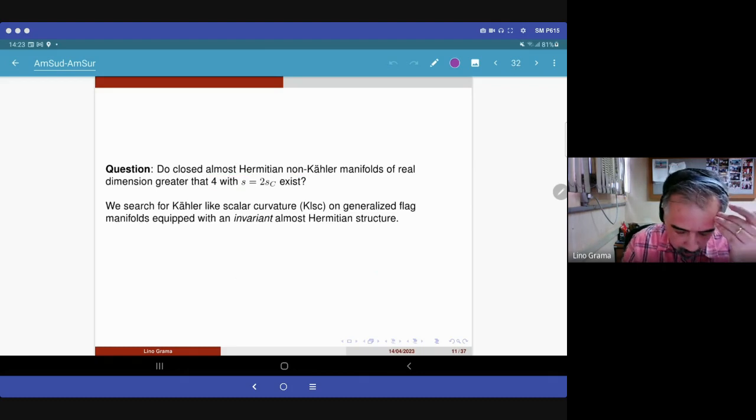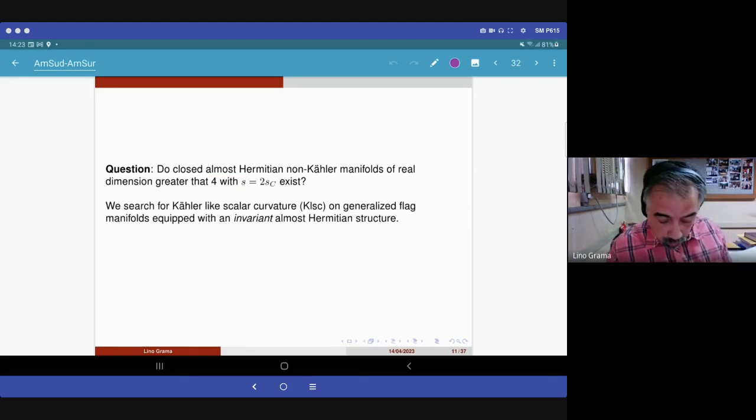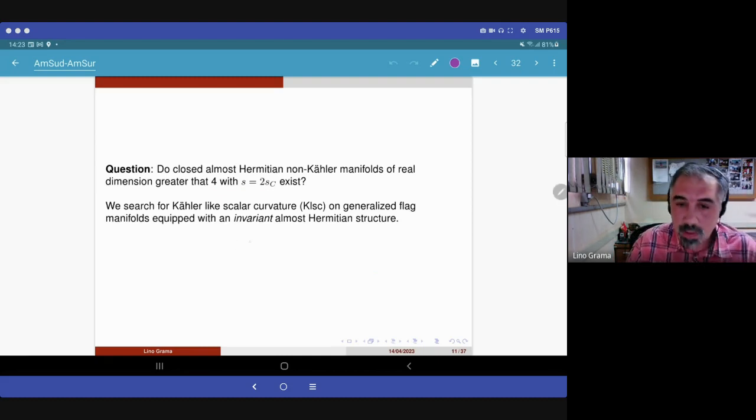Okay, and we search for this Kähler-like scalar curvature on generalized flag manifolds, but we put some additional hypotheses here, just in the invariant almost Hermitian structure. Okay.